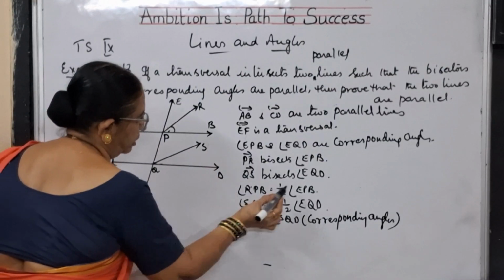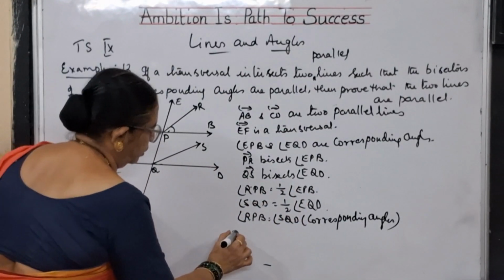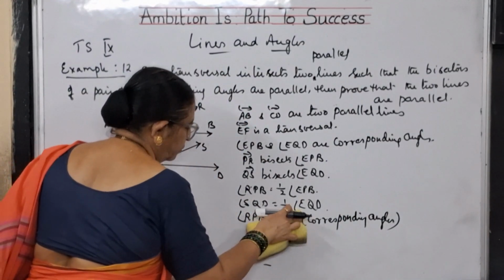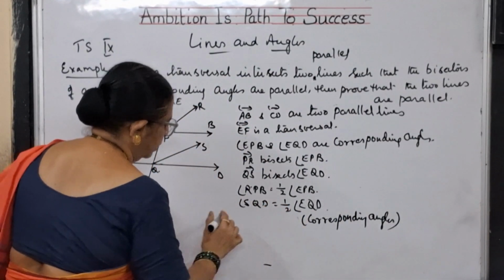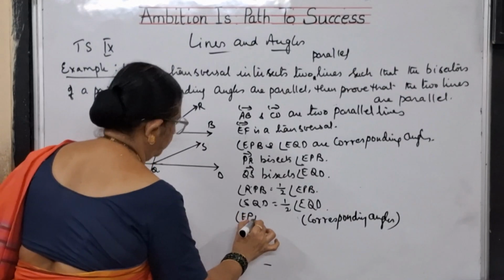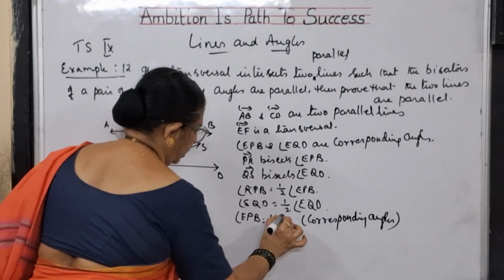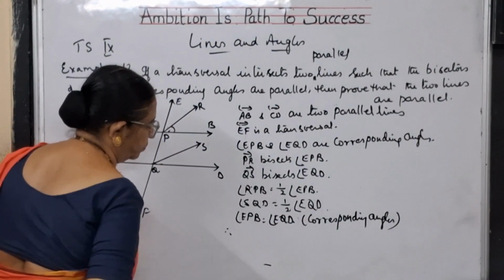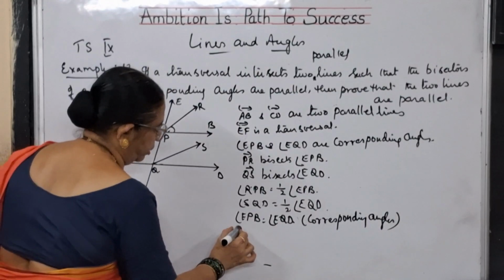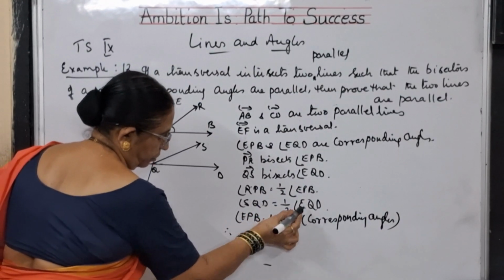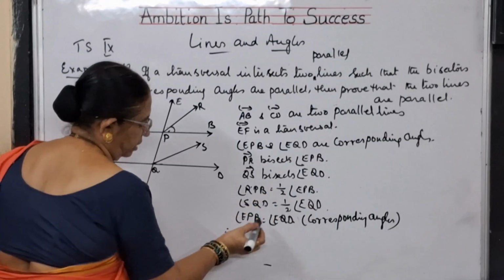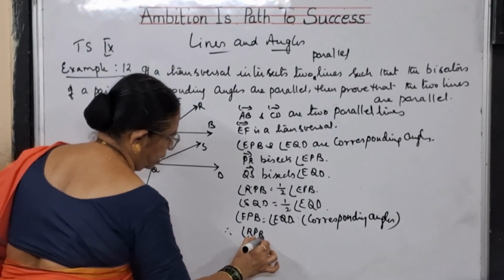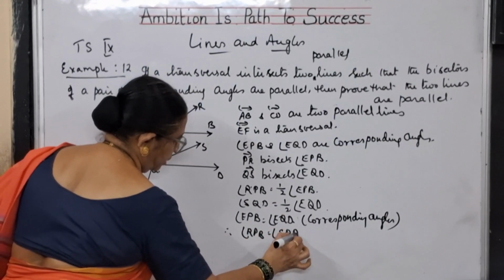RPB is half of angle EPB. We know that. Here I should write not angle RPB, I should write angle EPB is equal to angle EQD. They are corresponding angles. Therefore, half of angle EPB will be equal to half of angle EQD. When these two are equal, their halves are also equal. So, angle RPB is equal to angle SQD.